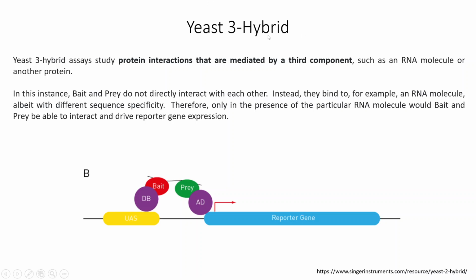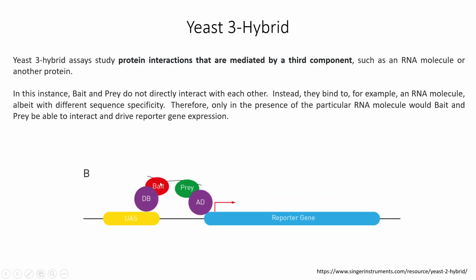Next is the yeast 3 hybrid system. This is another adapted method, which looks at protein interactions mediated by a third component. This could be an RNA molecule or some other protein, depending on whatever experiment you have planned. So how does this happen? There's a further intermediate here. Bait and prey don't actually interact with each other directly. They bind to some other intermediate molecule in between. In this case, it could be an RNA molecule, for instance, that would have some different sequence specificity depending on what it's interacting with.